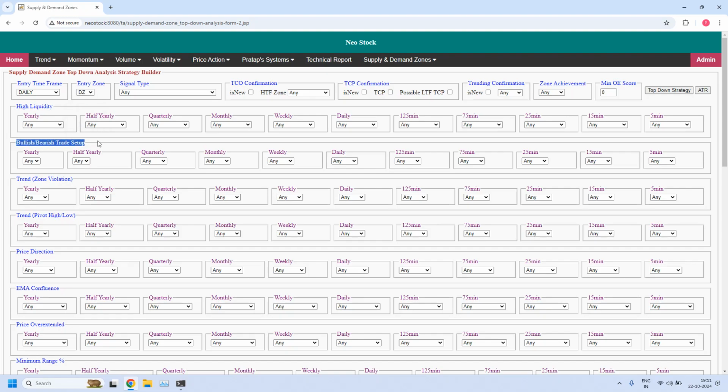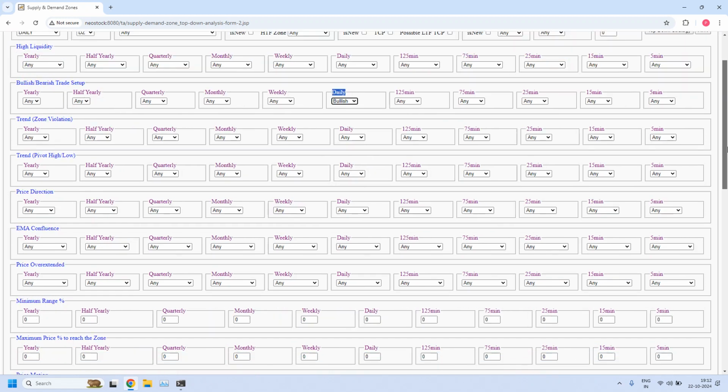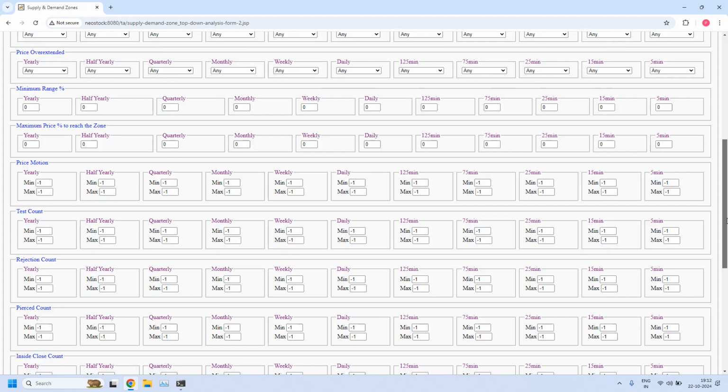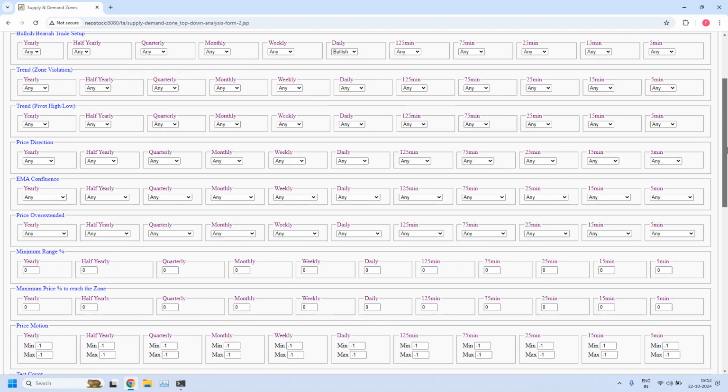In bullish or bearish trade setup, at daily, I am selecting bullish and the daily demand zone should not be pierced. So in the pierced count, at a daily time frame, I am setting minimum value 0, maximum value 0. That means pierced count should be 0. Pierced count 0 means zone is not pierced.